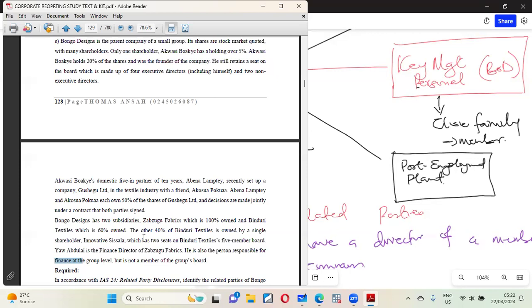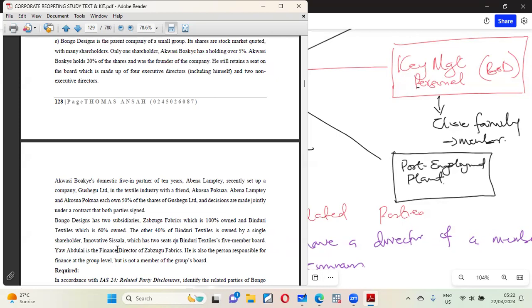Just because somebody shares a director doesn't mean that. So please be careful of that. It says that the other 40% is owned by a single shareholder, Sisala. They share board of directors, but it doesn't necessarily mean that. So what are the board of directors doing? Those ones amount to related party transactions.